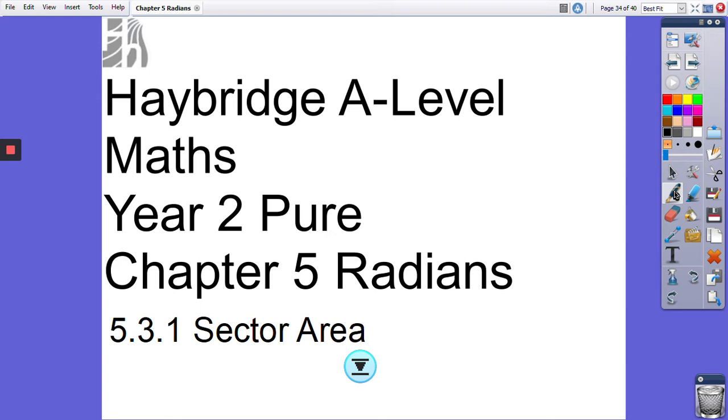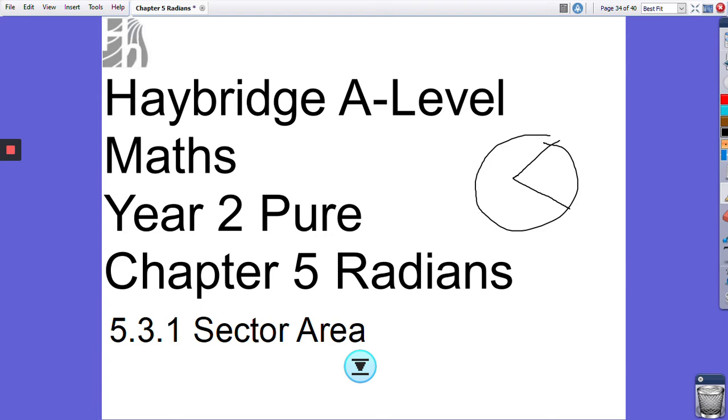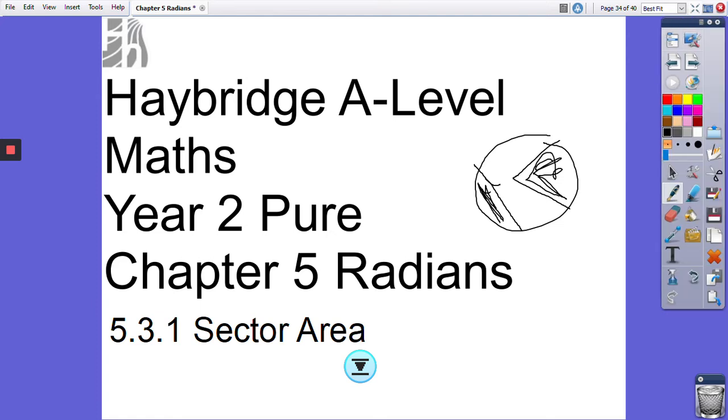The difference between a sector and a segment is a sector goes to the center. So if you've got a sector, that's a sector there, whereas this here, where it doesn't go to the center, is a segment. So this area here is a segment, this area here is a sector. So let's get started then and look at sectors to start off with, and then we'll use our knowledge of sectors to work out the area of segments.